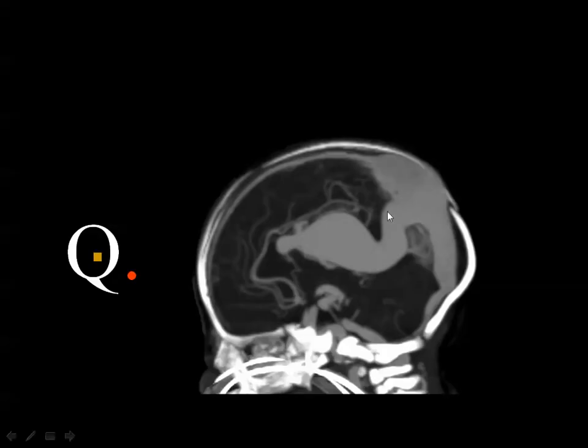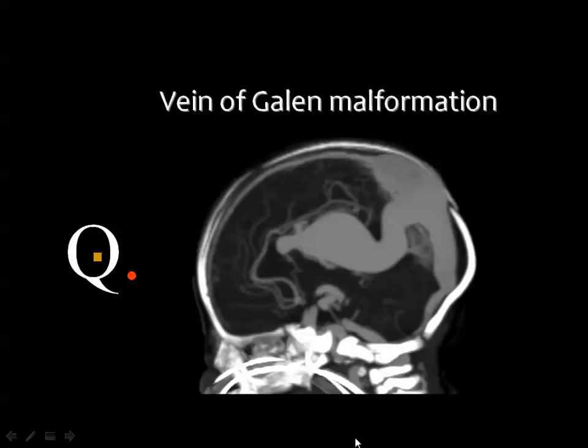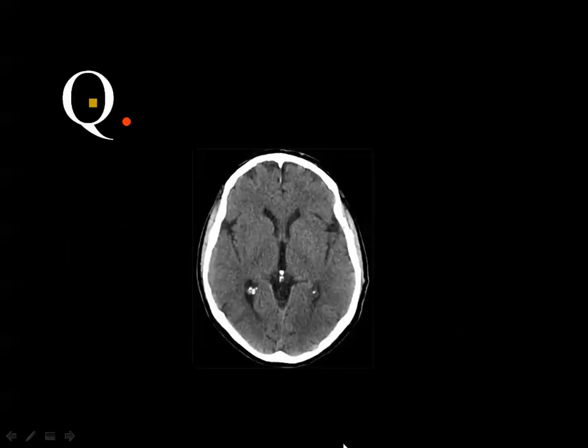This is a CT venogram of the brain showing the vein of Galen malformation with aneurysmal dilatation and drainage to the straight sinus, then to the superior sagittal sinus, the same abnormality we have seen a moment ago. Then axial CT scan of the brain, soft tissue window.